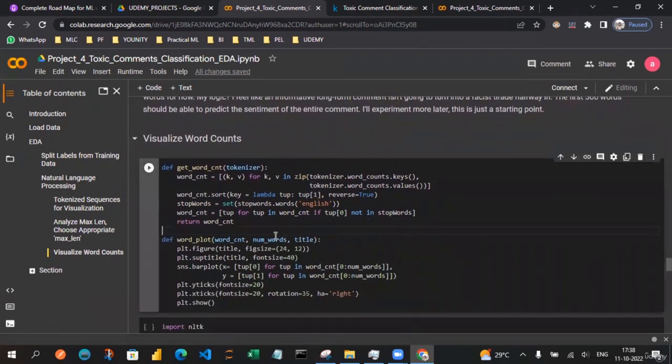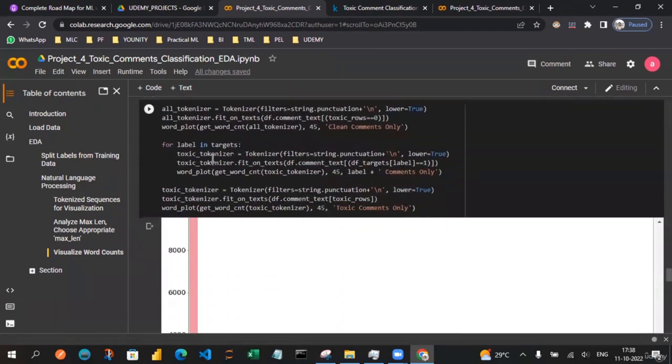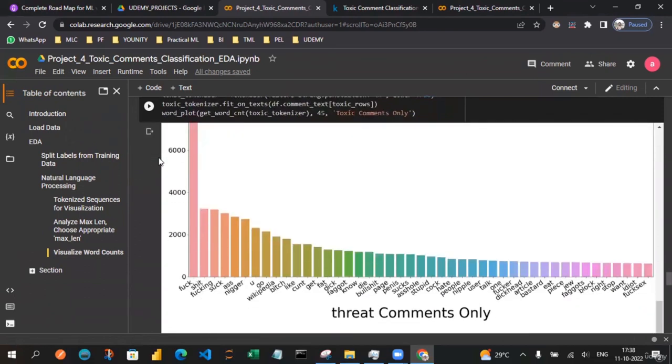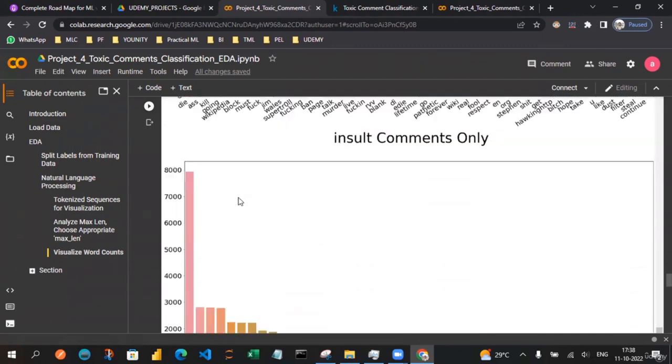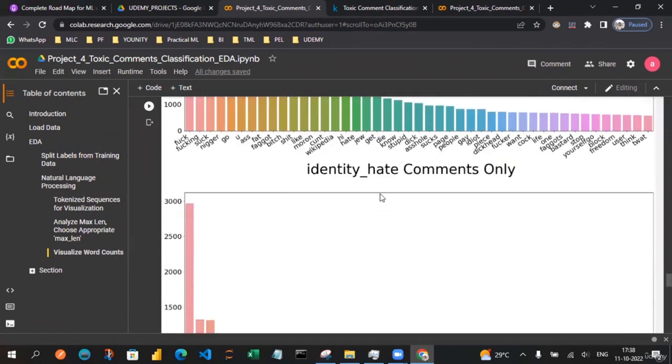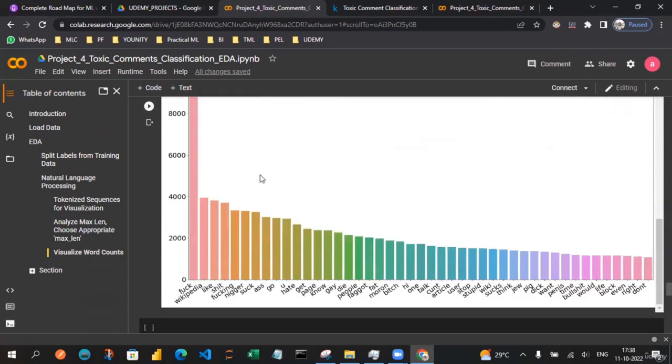So let's also visualize things much better, getting the word count and also the word plot. If you already know about the word cloud plot, this is very straightforward. The frequency of the words we are having in the comment threats, or maybe the other threats, we are going to get by using insult comments and also the identity comments. We are having different kinds of comments corresponding to the frequency of each and every word.